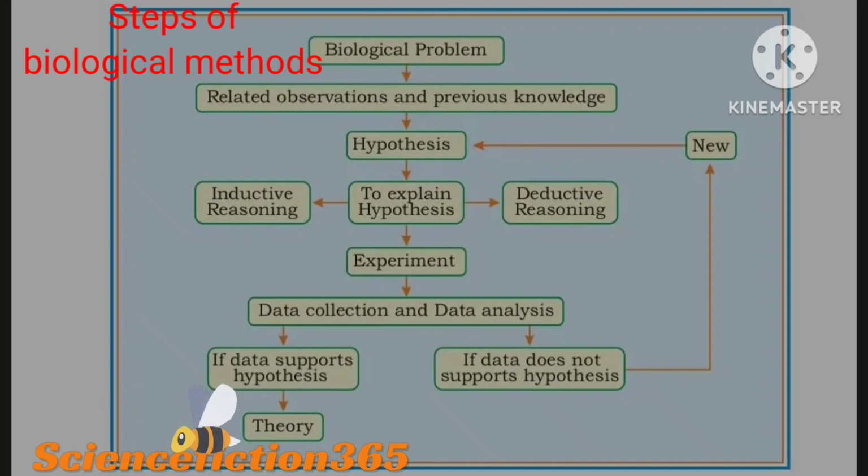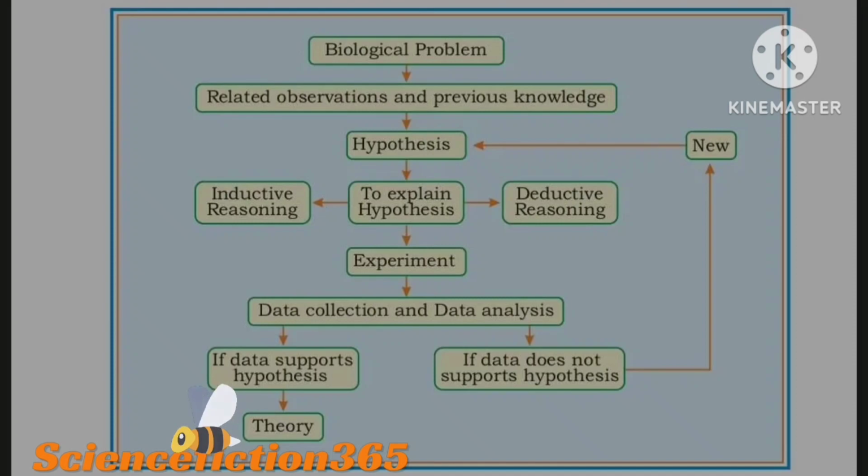Firstly, observation is made and some previous knowledge is gathered. Then an intelligent guess is made, which is called a hypothesis. Then this hypothesis undergoes some experiment. Then data is collected, and if the data supports the hypothesis, it will be called a theory. If data doesn't support the hypothesis, then a new hypothesis will be made and the process will be repeated again. Now let's talk about each step in detail.